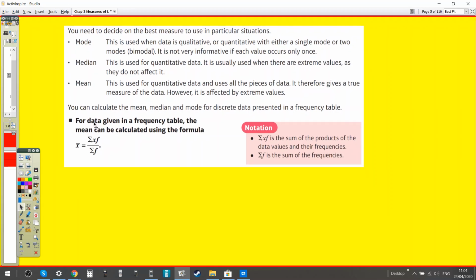What is this one? Mode. Yeah, so mode you can use for qualitative data, so words and stuff. Median: the benefit of it is it cuts out extreme values and outliers. And the benefit of mean is it takes all the data into account, but unfortunately it's affected by extremes. In a frequency table, it's sigma xf, meaning the x times the frequency, and then you add them all up over total frequency.